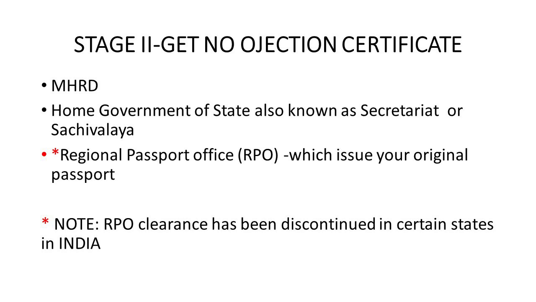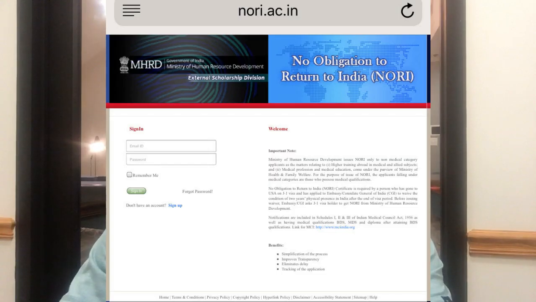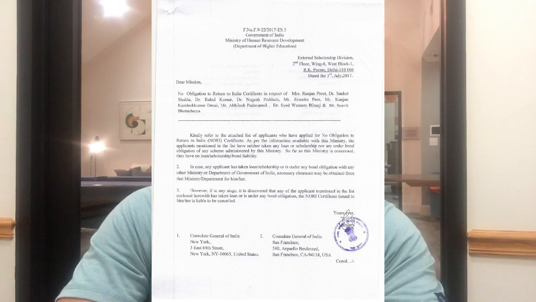How do you send your document to MHRD or Ministry of Human Resource and Development? There is a link that I will paste in the description below. You have to click onto that link, create an account with the NORI division of MHRD and upload your documents there. And after 7 days or 10 days, MHRD will issue you a certificate, which is also called NORI, no objection to return to India certificate.